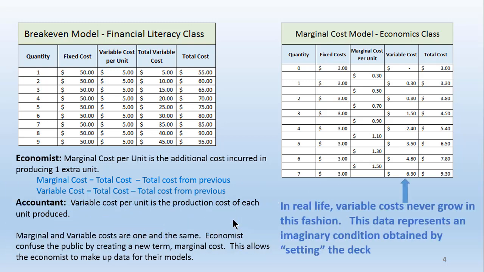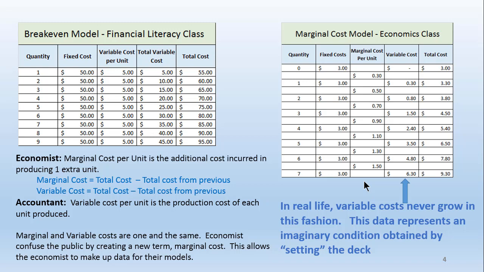If you look, variable cost in an economics class goes up like crazy. Okay? It's going up very, very fast. Marginal cost is increasing all the time. In real life, variable costs never grow in this fashion. This data represents an imaginary condition obtained by setting the deck. So remember that old frame concept.